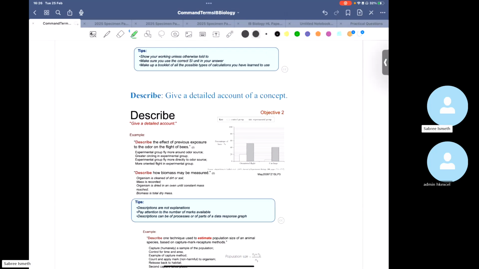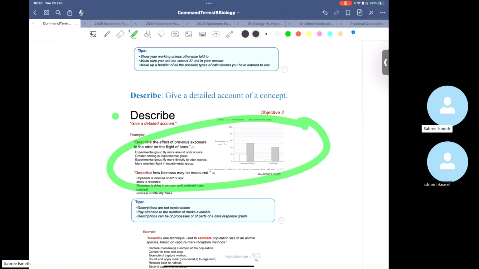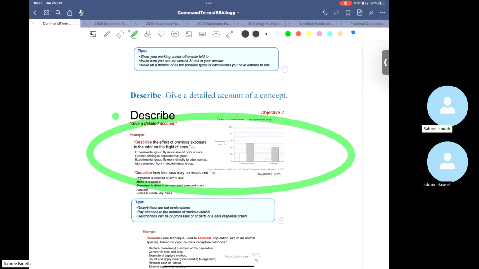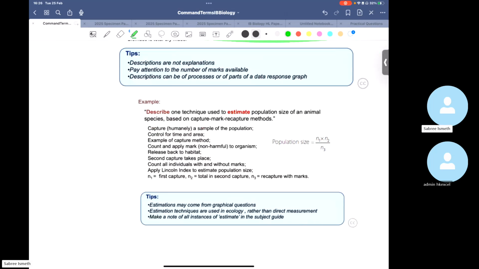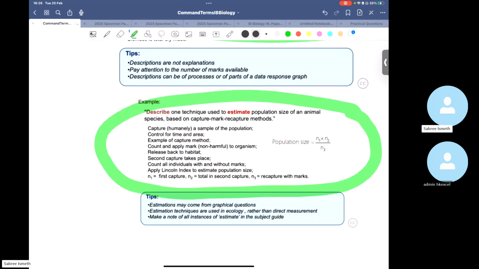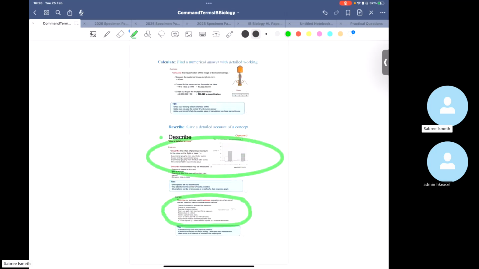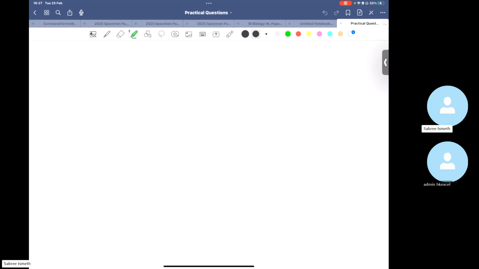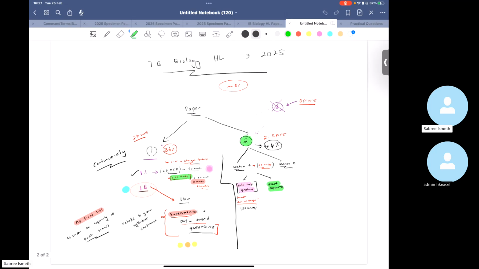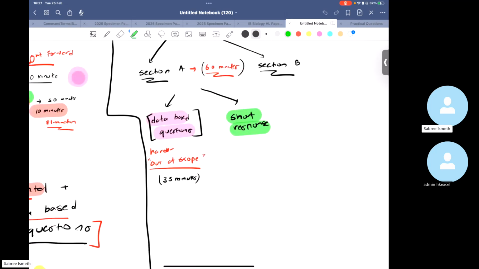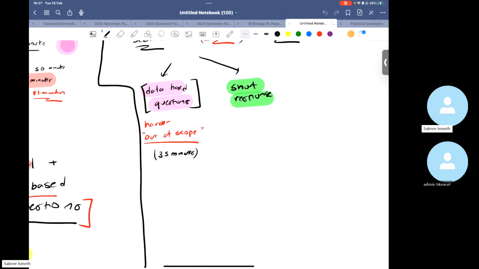For example, something like describe is a really broad command statement which can come in a database question like this where they ask you to analyze the graph, or it can come in paper 2 long answers, to describe in a long answer. So for each of these, there's guidance in this booklet on how you would approach it. That will be essentially paper 1, section A of paper 2, 35 minutes, quite difficult for some students, so practice matters.